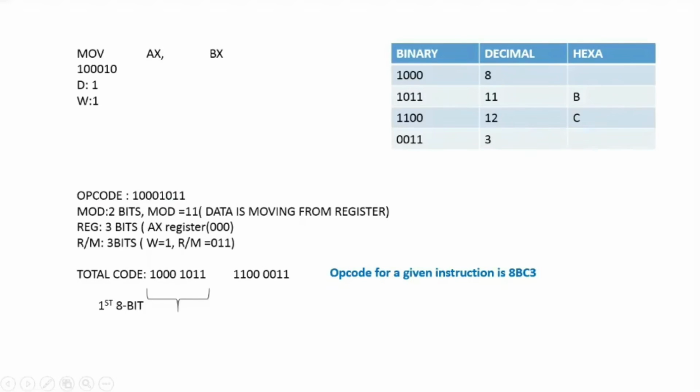So the total opcode will be 1000101111000011. If you convert this into hexadecimal, you get this: 1000 is 8, 1011 is B, 1100 is C, and 0011 is 3. So the opcode for the given instruction MOV AX, BX is 8BC3. This is how you can calculate an opcode for any given instruction. So this is all about the instruction format of the 8086.